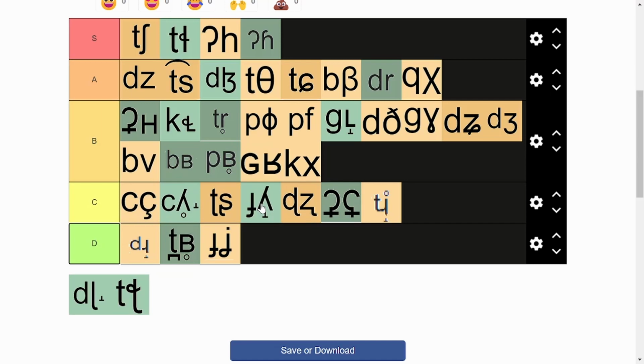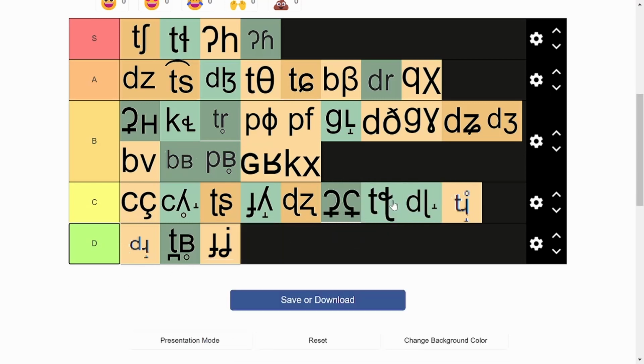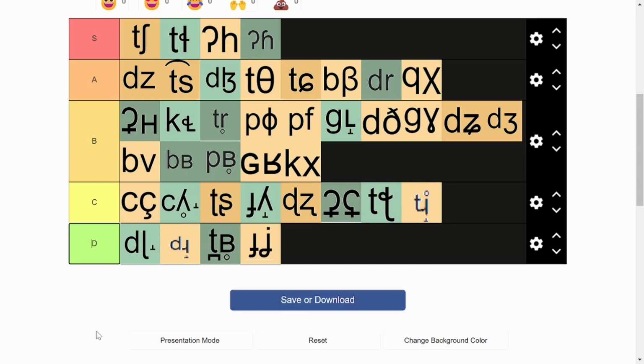And then we're going to finish off with the retroflex ones. I know you want them in D. I'm saying you have to put the D one in D. You have to put it there. That's just what it is. But I can stand ta as a C one, but da is just weird. So I think we're done unless we want to switch stuff around.